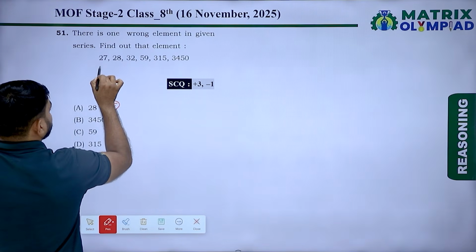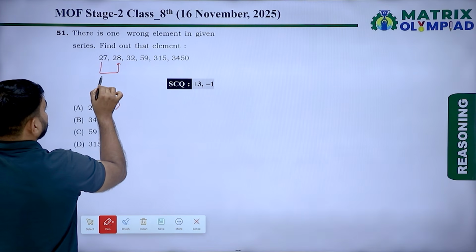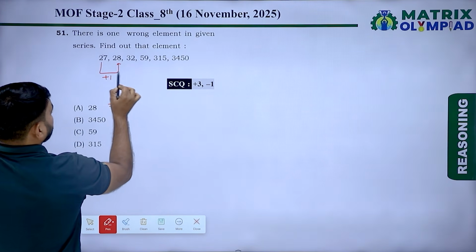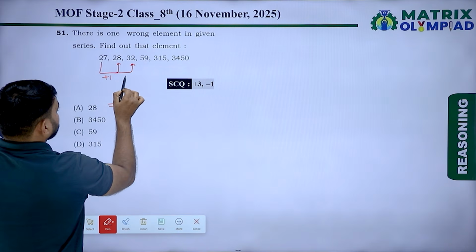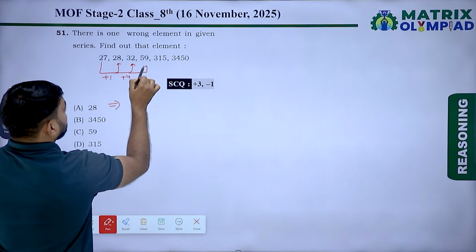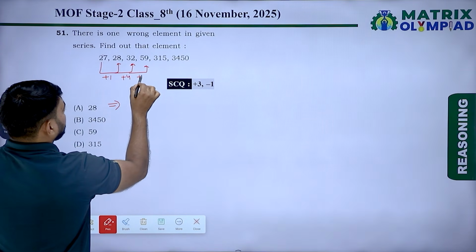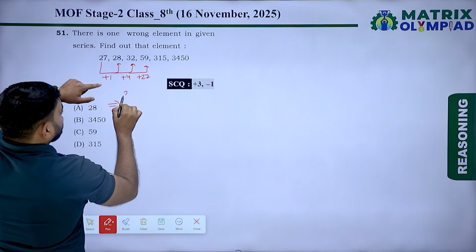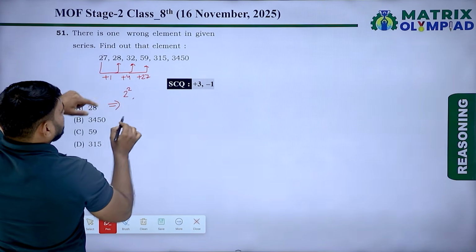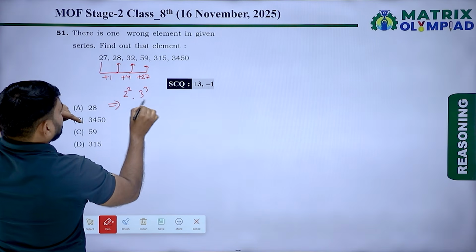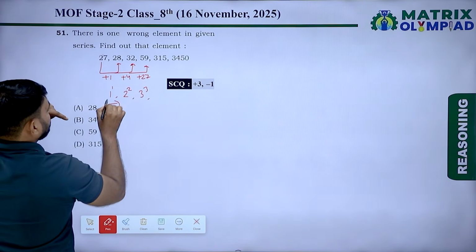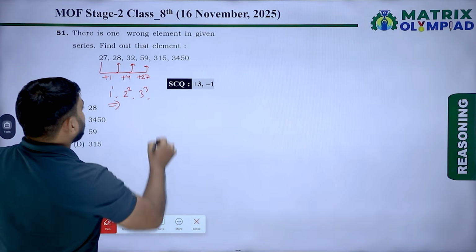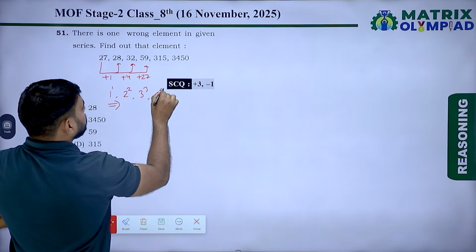Now the pattern of the series is 27 to 28. It means if 1 is added to 27, then we get 28. Now 28 to 32, it means adding 4. 32 to 59, it means adding 27. Now the pattern is: 4 means 2 to the power 2, 27 means 3 to the power 3, and 1 means 1 to the power 1. So the pattern is 1 to the power 1, 2 to the power 2, 3 to the power 3. Now 4 to the power 4.